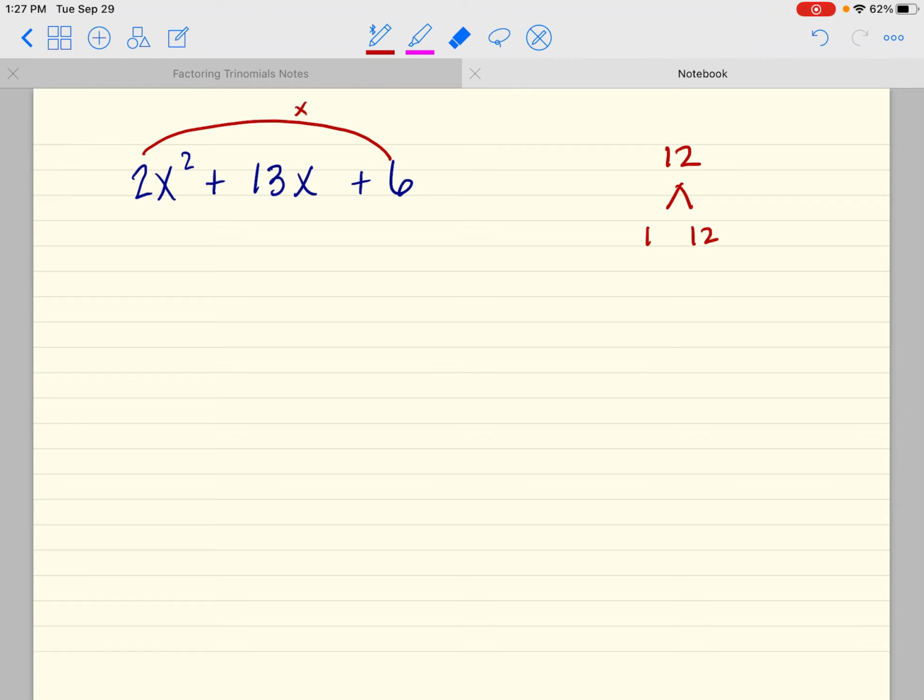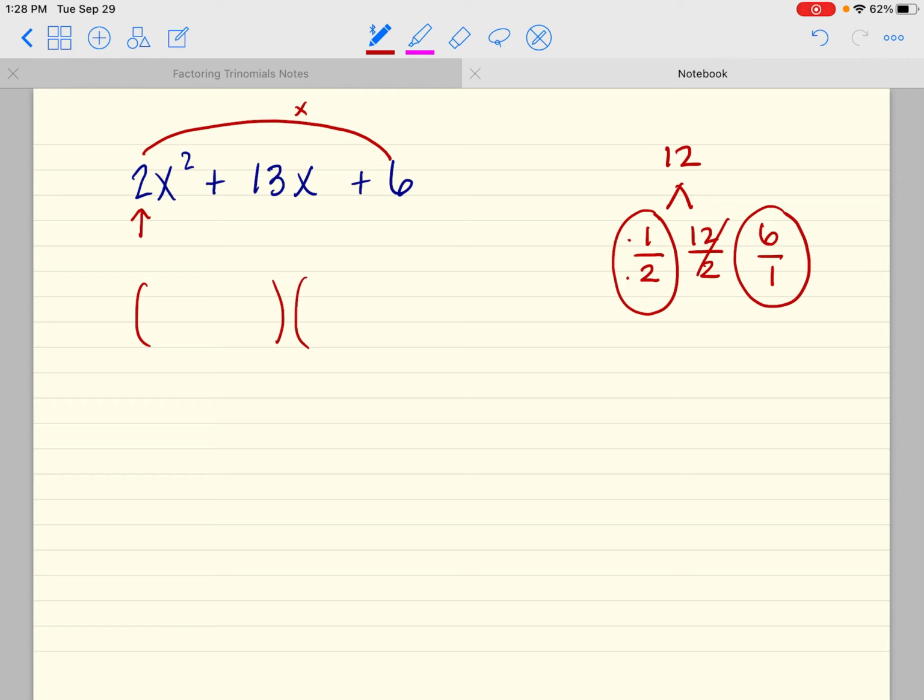So 1 and 12, once I find these factors, are going to be divided by my first number. So I'm going to take this factor of 1 and divide it by 2. I'm going to take this factor of 12 and divide it by 2, and that leaves me 2 fractions. Now, if one of them is reducible, I want to reduce. The 1/2 doesn't reduce, so that's going to stay, but 12 over 2 reduces to 6 over 1.